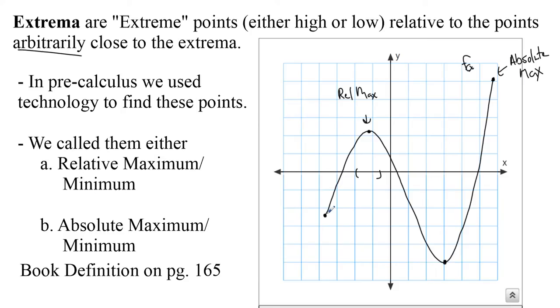This thing here is not an absolute minimum, and it's not an extrema, because it isn't going to give us a derivative that is equal to 0. But this one right here is an absolute minimum. It is both an extrema and an absolute minimum.